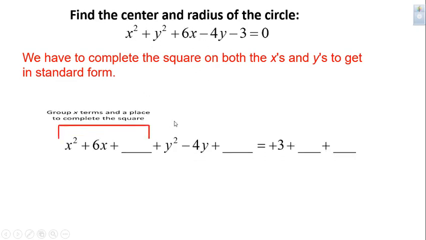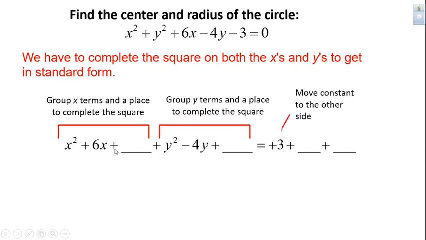Then I want to make a perfect square, so I'm going to create a space after the x squared plus 6x and a space after the y squared minus 4y to make it into a perfect square trinomial in both cases. But whatever I add to the left side, I will also add to the right side. So whenever I add a number for the x's, I'll add it over on the right side of the equals as well. And I'll do the same thing with the y's.